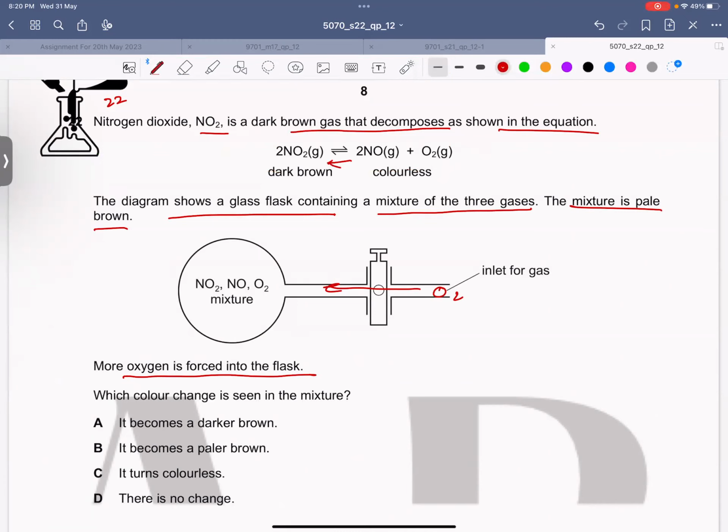Equilibrium would shift left, so we will get more NO2. And if there is more NO2, the mixture becomes? Darker brown. Because more NO2 would form and NO2 is dark brown, so the mixture becomes darker brown. So B, C, D go wrong, and A is the correct answer.